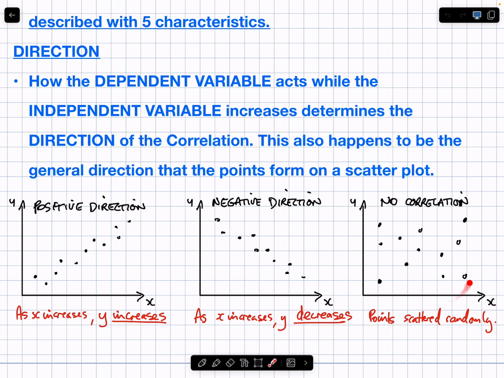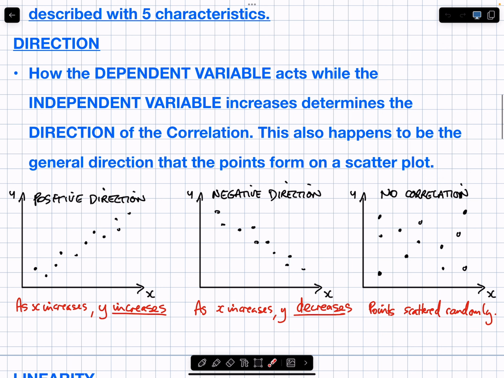Is there any shape to these dots on the last one? No, so you would say I don't see any real correlation in this whatsoever. What might be useful to you here would be these 3 graphs. Draw a little sketch of those. If it's going up to the right, positive direction. If it's going down to the right, negative direction. And random scatter, then I don't believe that there's a correlation there. Give you some time.